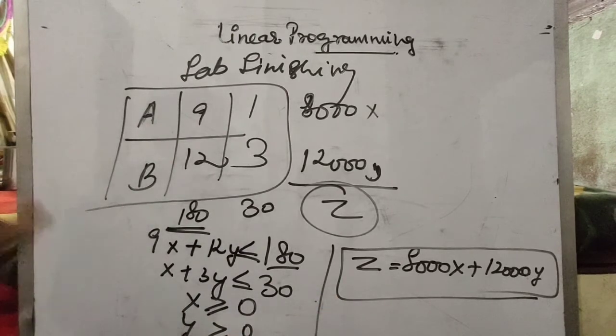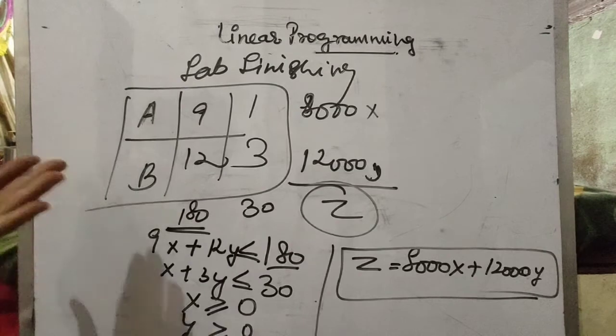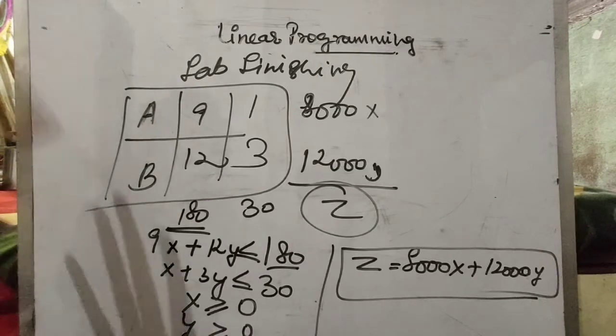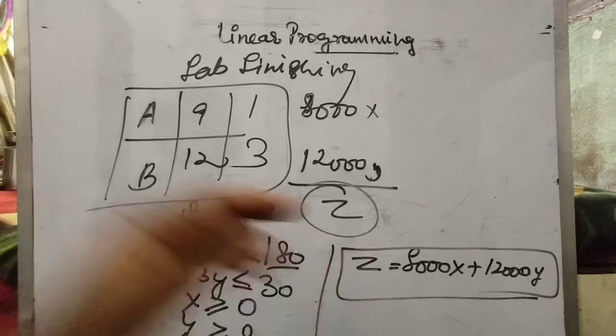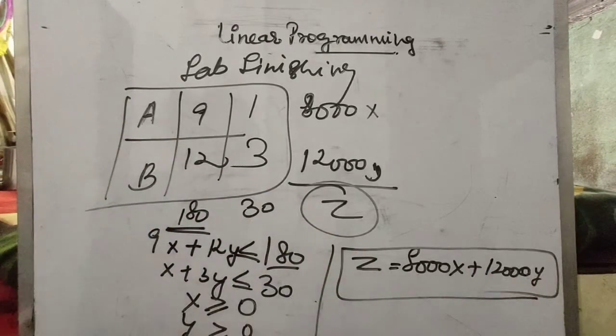I'll solve the equations again as I mentioned in the beginning, how we solve the equations, marking the shaded regions, plotting the points, finding the intersecting points, and then at last we'll put all the points in X and Y respectively and find the maximum value. The maximum value we receive will be our answer.